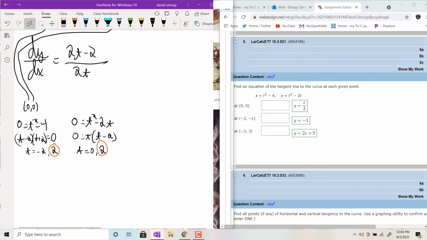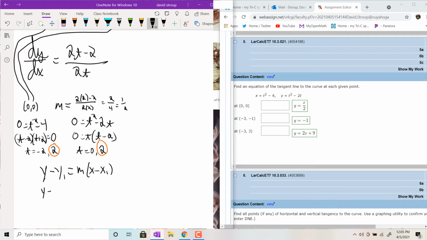So for the first line, we have a point, but we just need the slope. The slope will be plug 2 into that derivative. So you get 2 times 2 minus 2 all over 2 times 2. So 4 minus 2 is 2 all over 4, so 1/2. And so you plug everything into the formula y minus y1 equals m times x minus x1. So the point is 0, 0, and I'm plugging 1/2 in for the slope. So you get y equals 1/2 x. And if you look over to the right, that's the first answer.